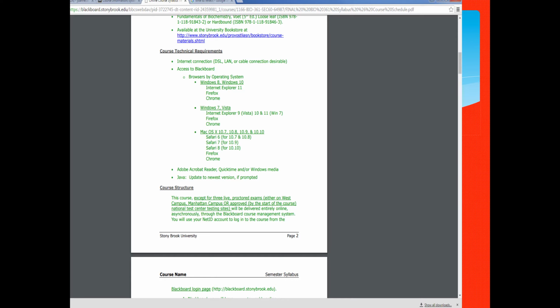One, of course, is the course technical requirements. Because this is an online course, you want to make sure that you can access the videos and that you can access all portions of the course, including the PDFs. So there's information as far as course technical requirements that you should look at and make sure that your computer meets the requirements.